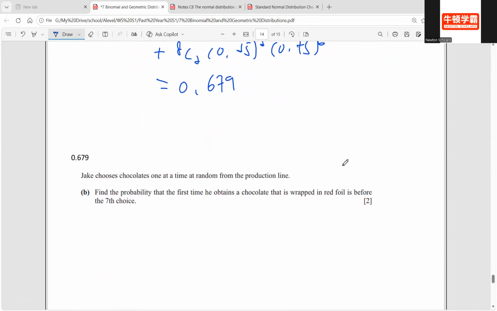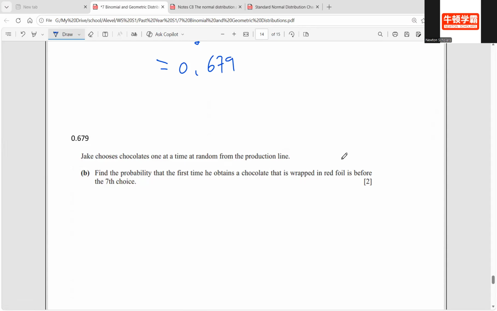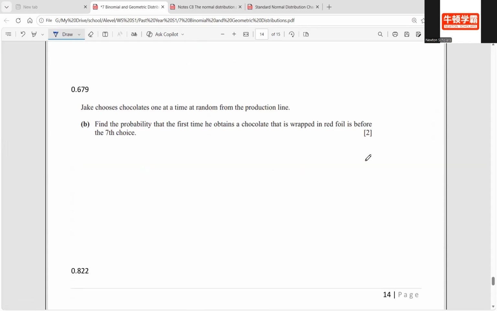Okay, we continue. Next one. He chose the chocolate one at a time at random from the production. Find the probability that the first time, so the keyword here is geometric. He reads the rate, which is 0.25. Follow the information he gave you just now. This is your P, and your Q is 0.75.